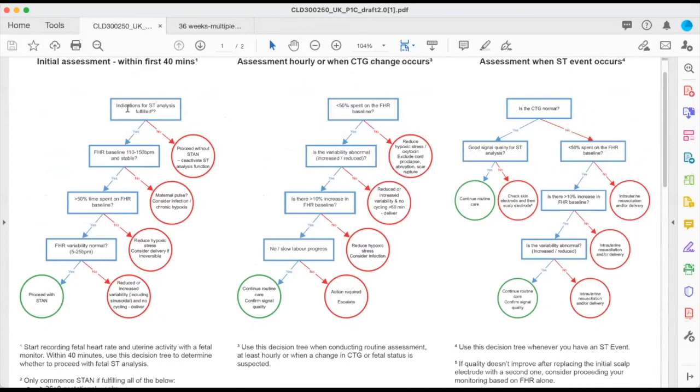So if you start off, you've gone through the checklist, okay? Is the baby's baseline within the normal limits? Okay, is the baby spending enough time at the baseline? Is the variability normal? If yes, then I can start STAN. If no, then I can't.